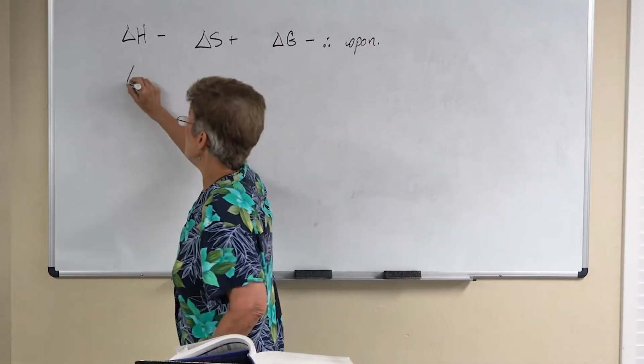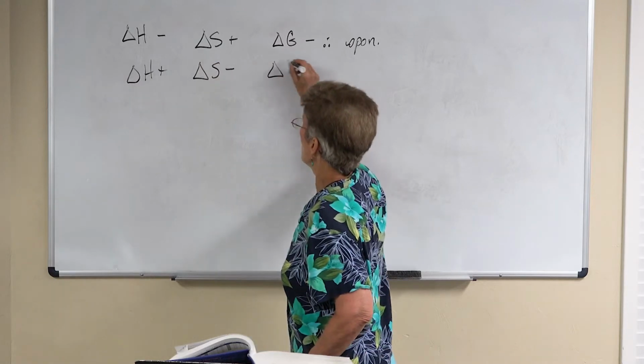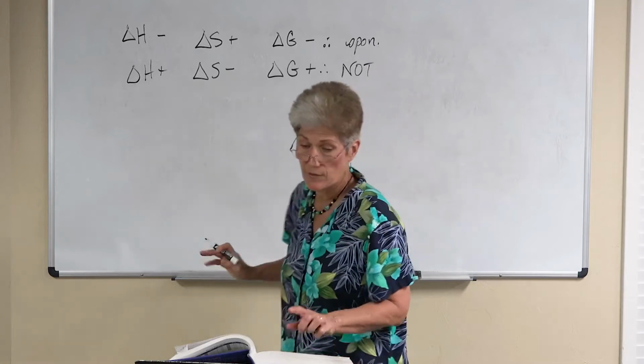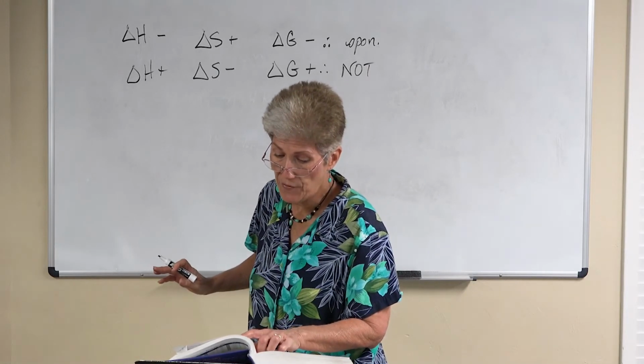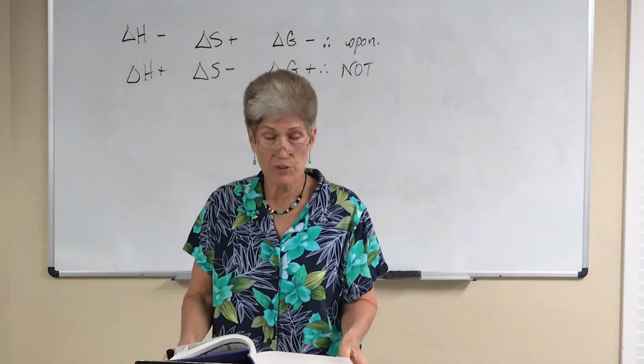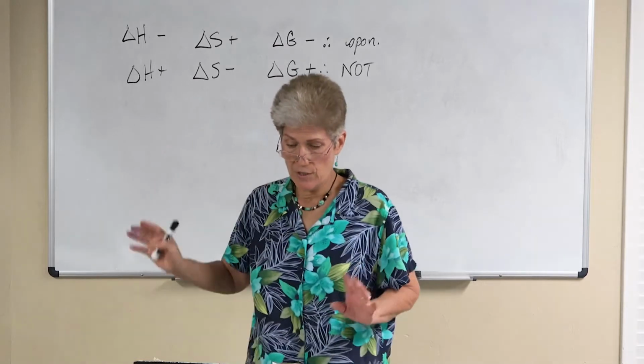If the delta H is positive and the delta S is negative, you have a positive delta G, therefore not spontaneous, always. And then if they have the same sign, it depends on the temperature, and you're going to have to figure it out. These two have the same sign, then you're going to have to figure it out.